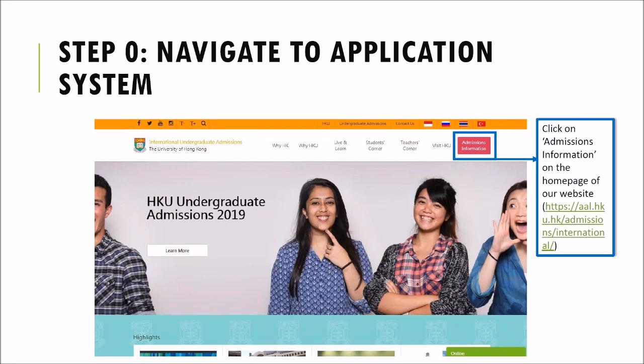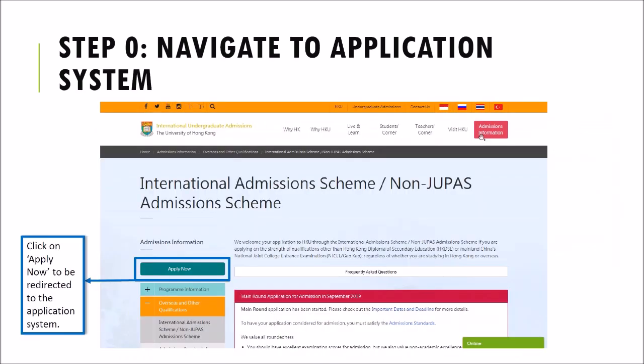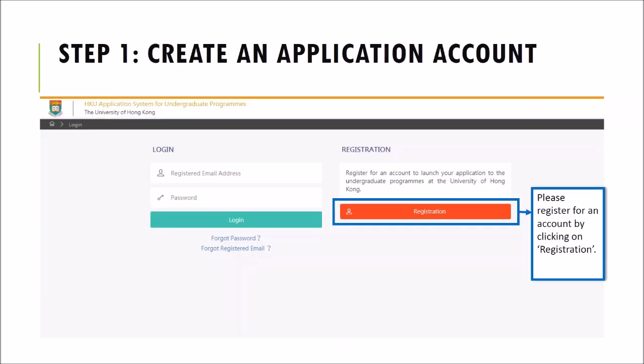So you can simply look for International Undergraduate Admissions website on Google and you will be redirected to this website that's showing on the screen right now. Or you can simply click on the link here and you will be redirected to this website. Once here, you can click on the pink box on the top right corner and you will be redirected here. Here you have the Apply Now button on the left side. Once you click on Apply Now, you will be redirected to our application system.